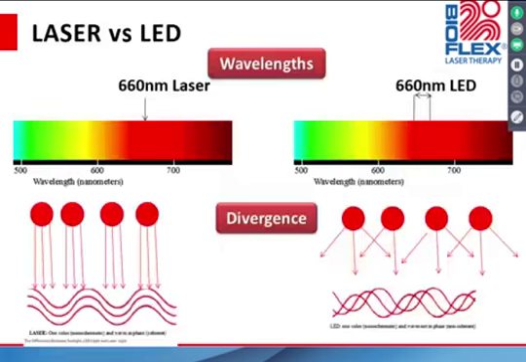Recall that the difference between a laser diode and an LED diode: in some respects, they're pretty similar, but in other respects, they differ with respect to divergence. So on the left, you can see that laser light is all coherent or monochromatic, so the waves are in phase. In other words, if I have a 660 nanometer laser diode, all the light that is emitted will be that specific wavelength.